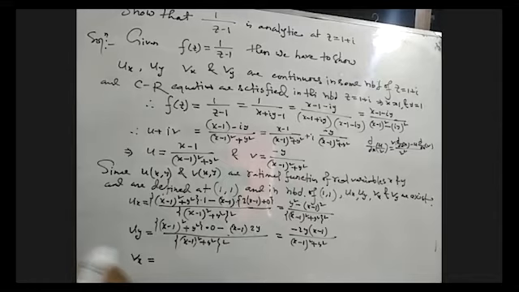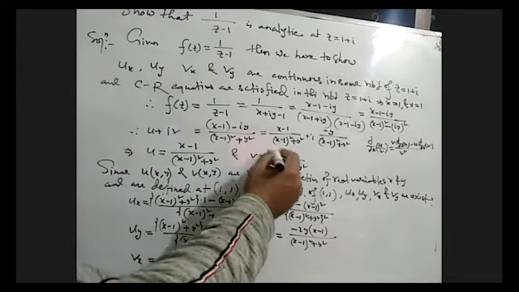Now write down every line in your copy. Partial differentiation of v with respect to x, same u by v process. The u by v process formula: this differentiation is v into d/dx of u minus u into d/dx of v, divided by v square.